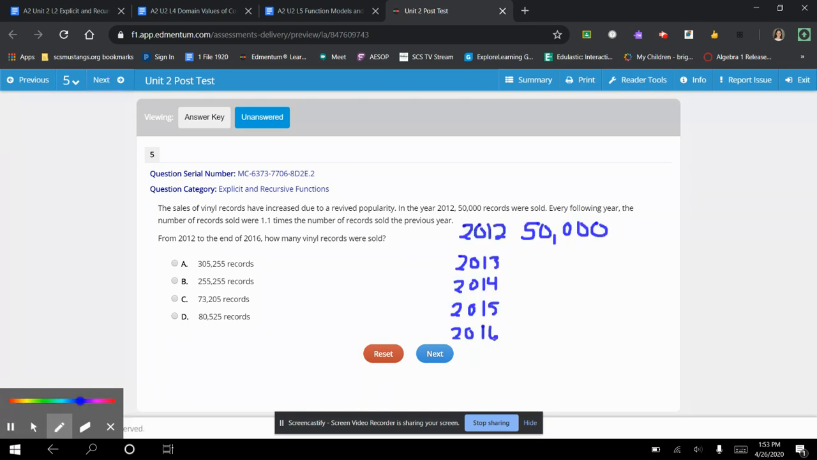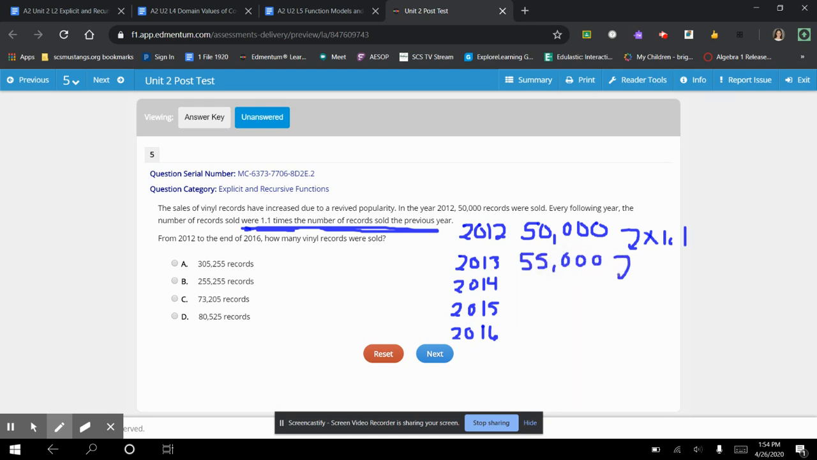Okay, so I have my list made. We're looking for what happens between 2012 and 2016, and it tells us that the record sales were 1.1 times greater than the ones sold the previous year. So all I need to do is take the 50,000 and multiply that by 1.1, and that will give me the amount that is sold in 2013. And that's going to be 55,000 when you put that in your calculator. So then you need to continue this process, and that will give you the amount that is sold in 2016. And you just pick which one of those options it is over there on the left.